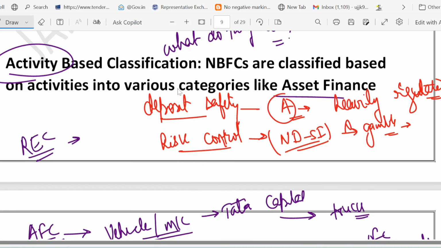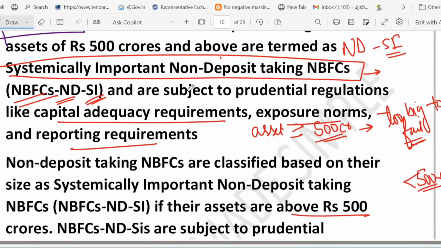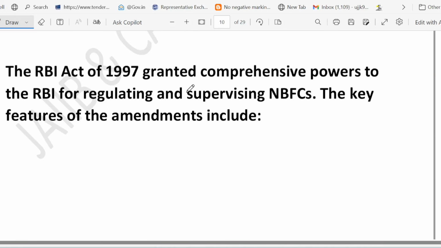And then the third reason why classification matters is the tailored rule. What is the meaning of tailored rule? Tailored rule means a gold loan NBFC has different needs compared to an infrastructure finance NBFC. So let me summarize what we have gone through in this particular slide. Just a quick summary.